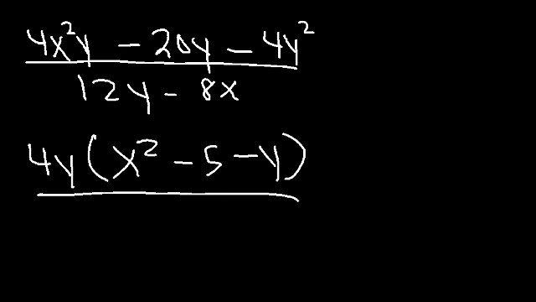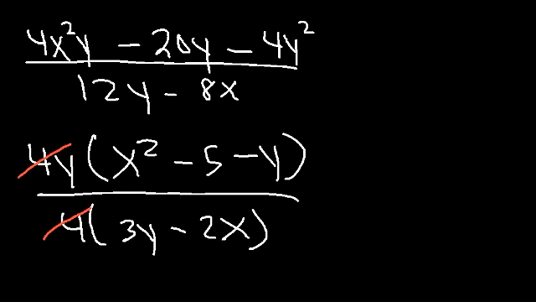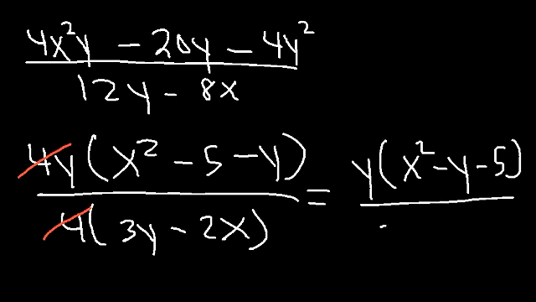On the bottom, we could take out a 4. 12y divided by 4 is 3y, and negative 8x divided by 4 is negative 2x. So we can cancel the 4. So this is the final answer: x squared minus y minus 5 divided by 3y minus 2x. So this is it.